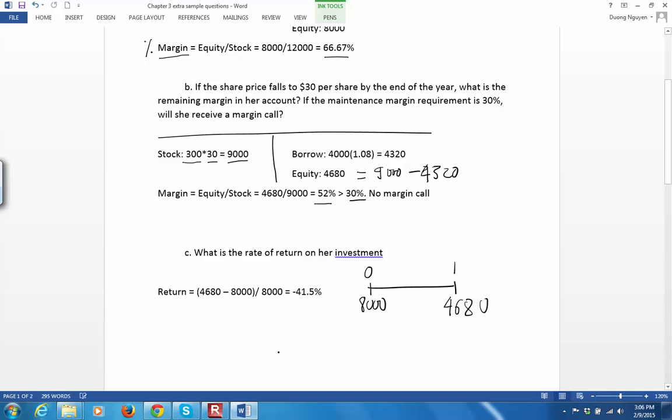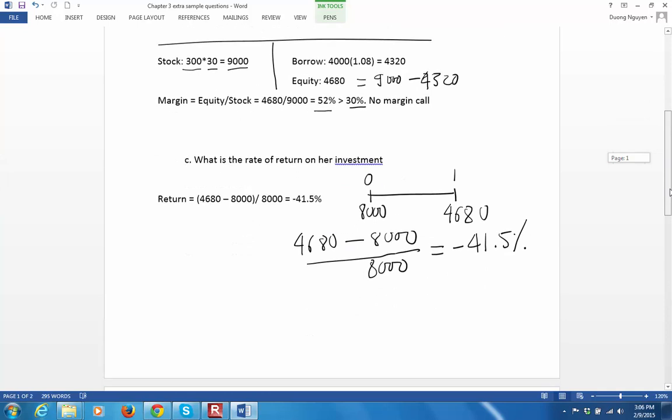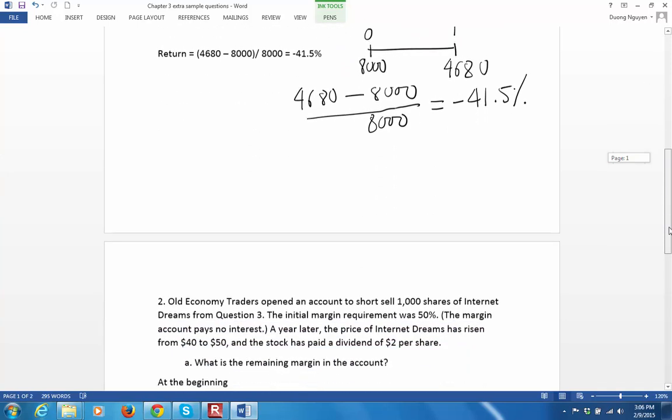4680. So obviously the return would be equal to the ending balance, 4680, minus the beginning 8,000, divided by the beginning, which is 8,000, and the answer is equal to negative 41.5%. So over the year, she lost 41.5% of her own money.